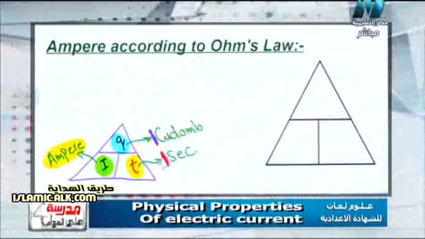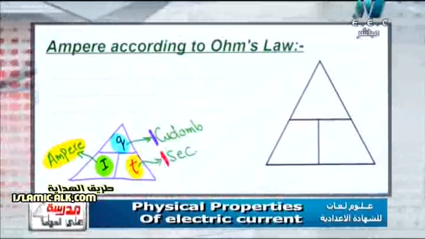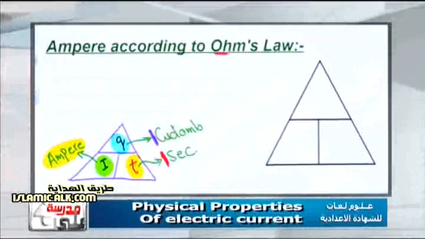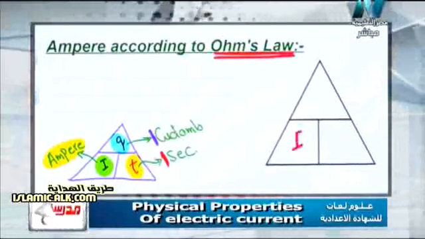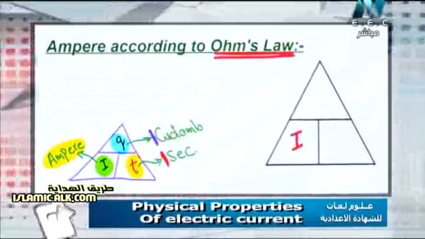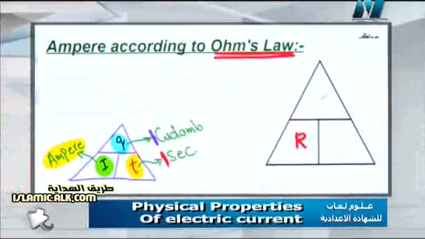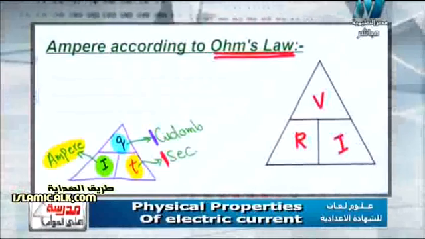But if you want to define ampere according to Ohm's law, we have I equals Q... no, we have to write Ohm's law, as we have R equals V over I. We talk about Ohm's law.